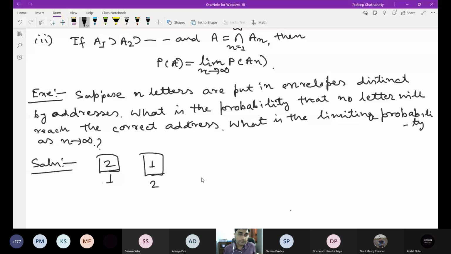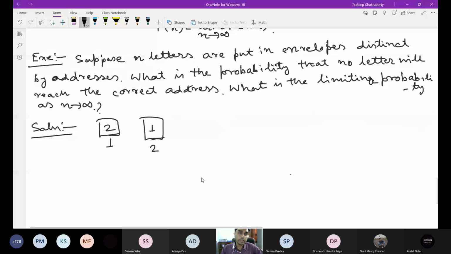Okay, so how to approach this? Any idea? Whatever idea comes to your mind, please tell me. Sir, the numerator will be the derangement and the denominator will be n factorial, I think. The denominator will be n factorial. That's true, that is the total number of outcomes. What will be the event which will be the numerator? What is the number of events?